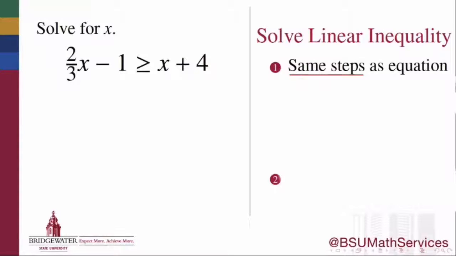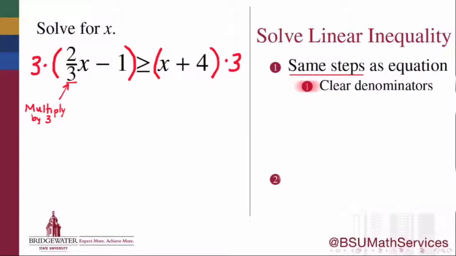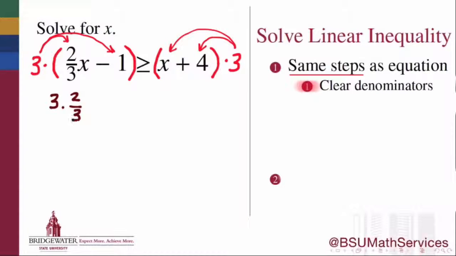To solve that equation, we would first probably clear denominators. We can clear denominators in this example by multiplying both sides of this equation by the denominator of the only fraction that we see here, which is 3. Multiplying both sides by 3, distributing that multiplication across the addition, simplifying the arithmetic that results, 3 times 2/3 giving us 2, 3 times 1 is 3, 3 times 4 is 12, and all of the fractions have now disappeared from this inequality.